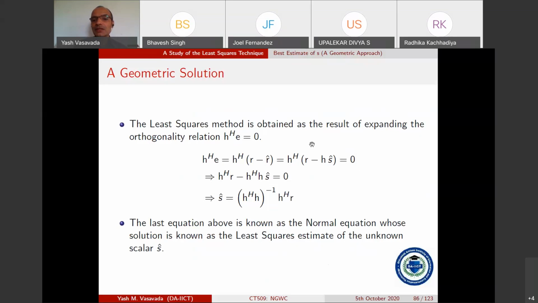And this is the defining equation in which all the terms are known except S hat. And so it is now just a matter of expanding the equation. H Hermitian times R minus H Hermitian times H times S hat, that has to be 0. And so now I can solve this equation here on the second line, and it will give me the final solution, which is given as this last equation. And this is known as the least squares solution.